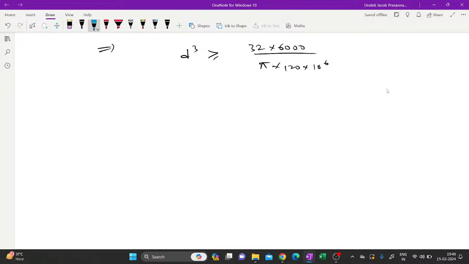If you need to simplify, this 3 will go, 10 power 3 will come here, 6 will go, 20. This 0 will go and you can write 4, and 2 will go and there is 16. So you'll have d cube greater than or equal to 16 by pi into 10 power of 4 in the denominator. If you simplify this, let me put it in the calculator and understand.